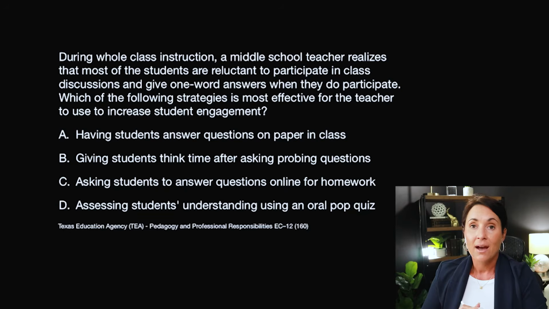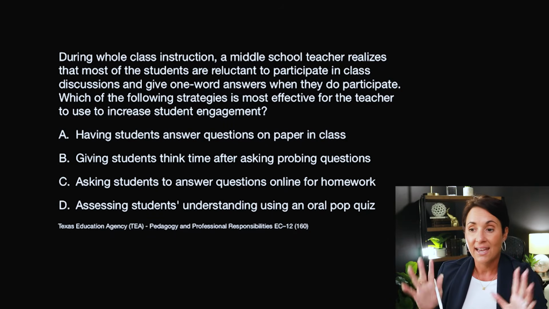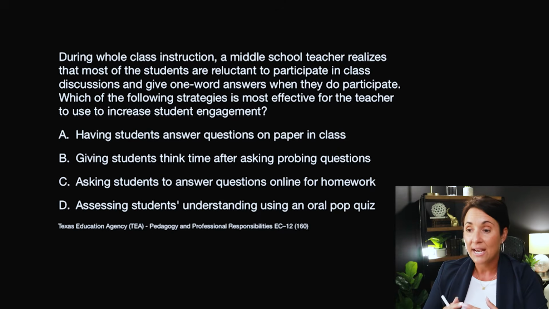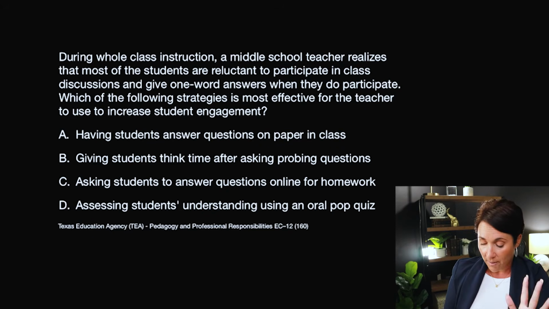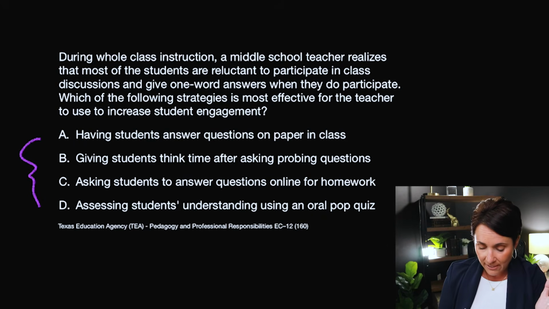Let's do another one from the Texas exam. Okay, so this item is from the Texas Education Agency, and this is from the Pedagogy and Professional Responsibilities, EC-12. So I'm going to show you how this even works with Texas exams. It doesn't matter what exam you're taking. So remember, I like to look over the answer choices here and then go into the stem.